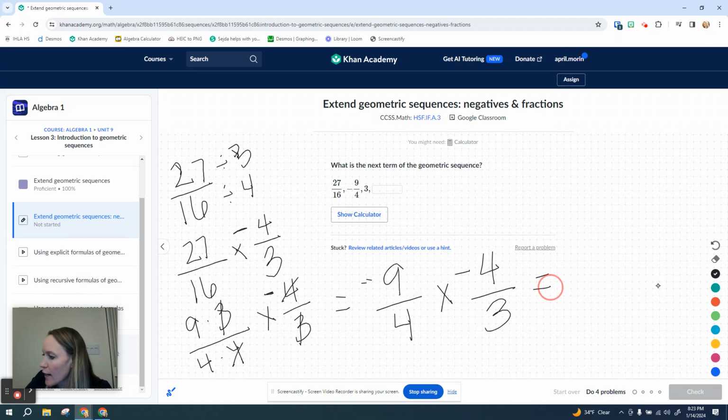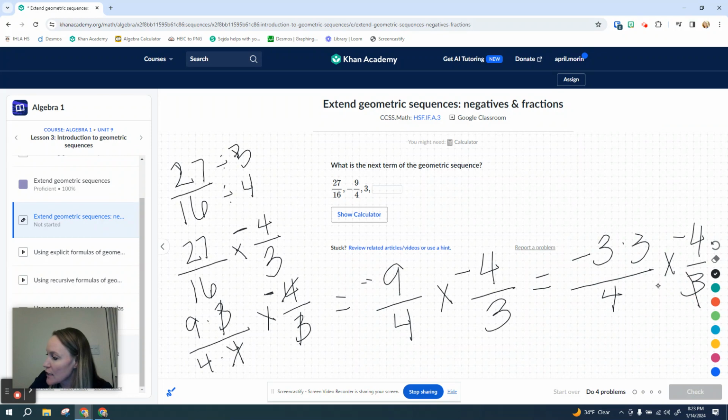I'm going to rewrite this 9 as 3 times 3, right? I need a negative still. 3 times 3 over, and no need to write 4 because I have a whole 4 to cancel with, times negative 4 thirds. Well, I have one 3 to cancel with this 3, and this 4 to cancel with this 4, and I have a negative times a negative. So I'm left with positive 3, and that's what I want.